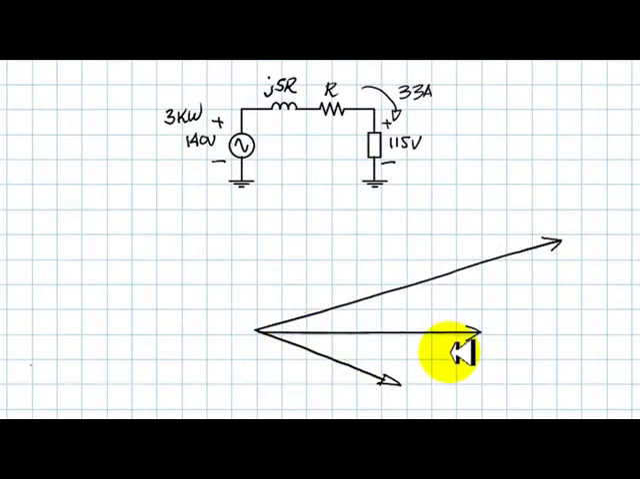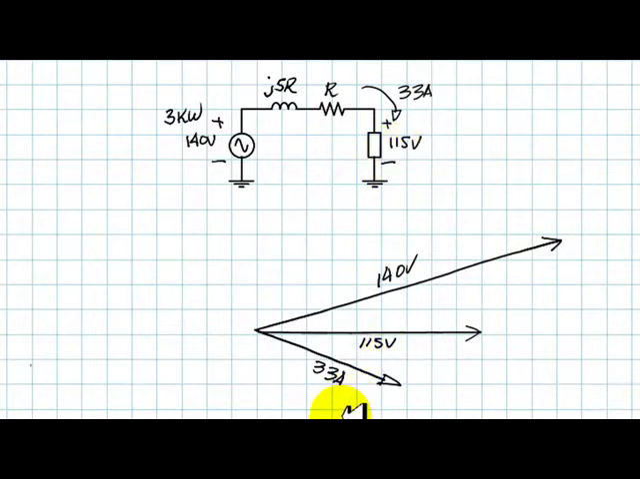I draw the phasor diagram where I write down the phasors I know. 115 volts, the voltage at the factory, 140 volts, the voltage at the source, and the current of 33 amps. You say, wait a minute, are you assuming the load is inductive? Well, that is a reasonable assumption. After all, the voltage drop from 140 to 115 is so significant that most likely the load is inductive.